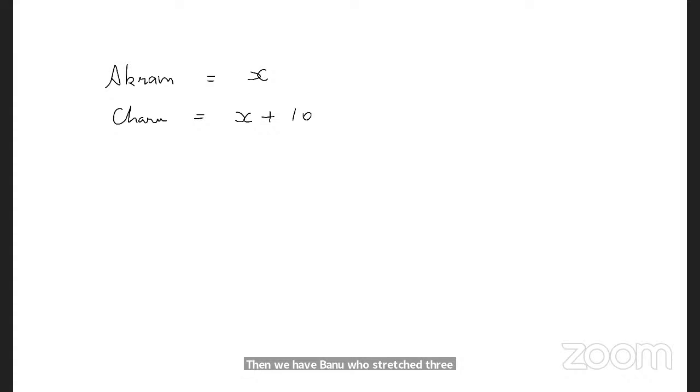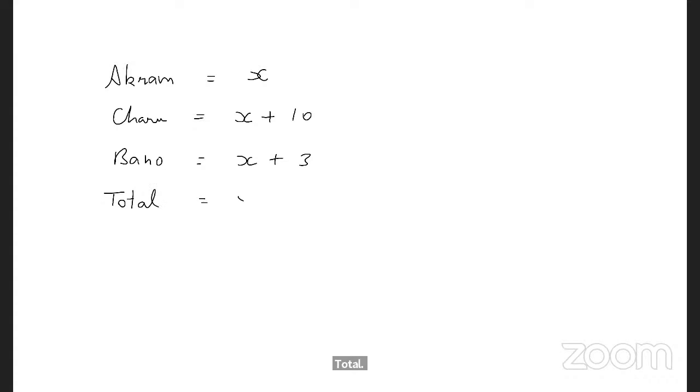Ikram's x, so Banu's will be x plus 3. Now together they stitched how much? Total is 50 blouses.